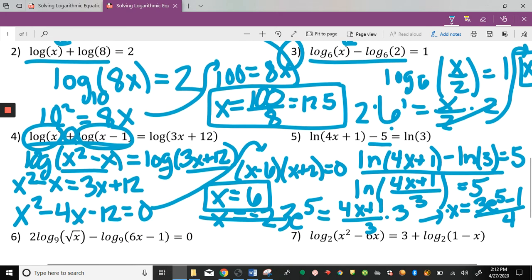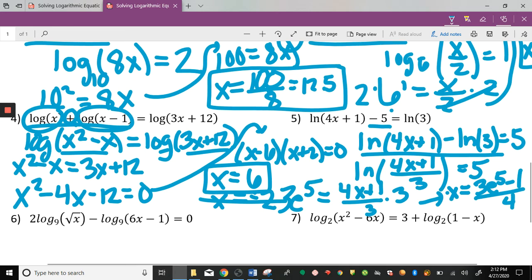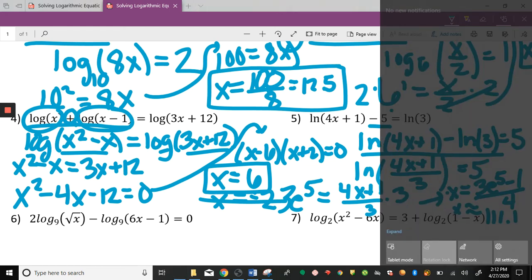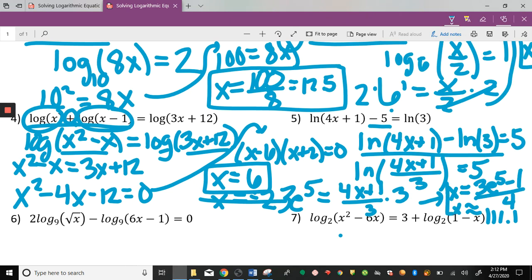And I can either leave it like that, or if I ask you to round, you'd have to approximate that. Put that in your calculator. What do you get? You end up getting 111.1, depending on how I ask you to round that. Okay, and will that work when I plug it in here for x? Yes, you're going to get a ginormous number, but as long as it's not 0 or negative, you are fine.